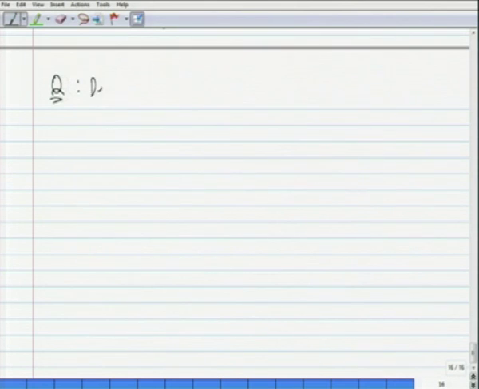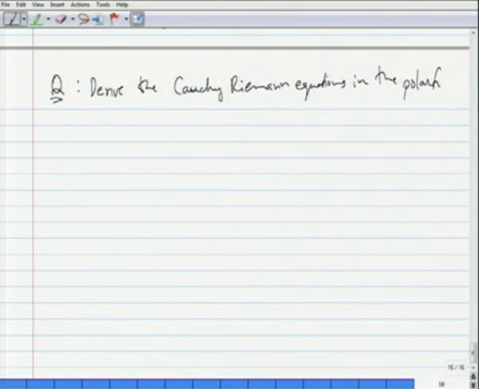Okay. So, derive the Cauchy Riemann equations in the polar form. What I mean by that is use the polar coordinates to get the equivalent of Cauchy Riemann equations. Okay. So, your equations should finally look like the following.